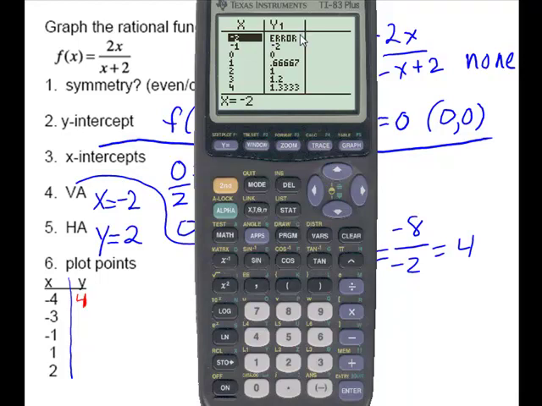All right, so what I wanted in my table was negative 3. Negative 3 gives 6. You can write these down somewhere. When I start writing, it will take my calculator off. So negative 3 goes with 6. Negative 1 goes with negative 2.